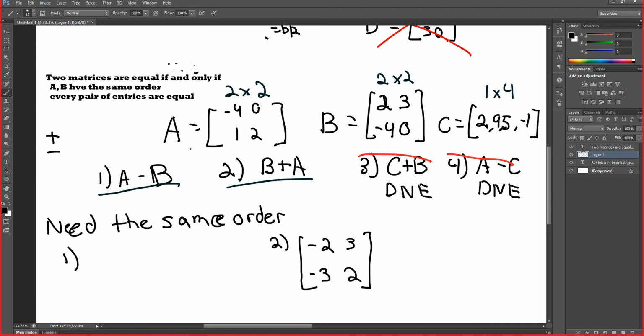For number 1, it's going to be A minus B. So this would be negative 4 minus 2. So this would be a negative 6. This would be 0 minus 3. So this is a negative 3. We would have a 1 minus a negative 4, which is actually going to be plus. So 1 minus a negative is addition. So this is a 5. And this last one is going to be 2 minus 0, which is just 2.